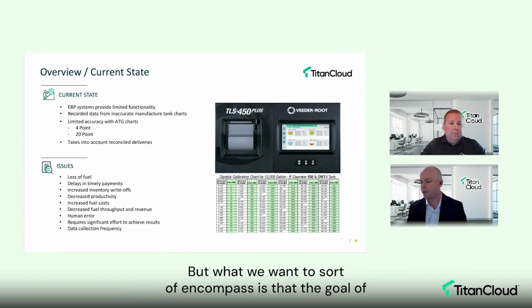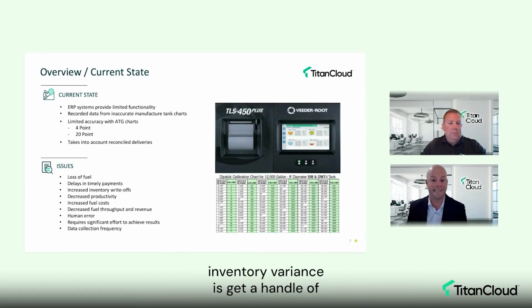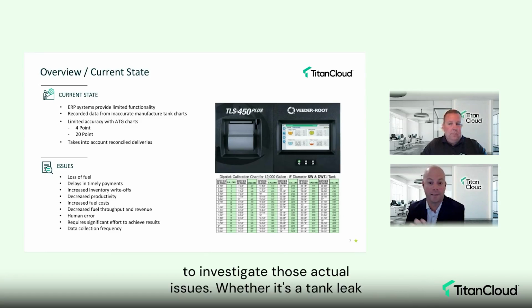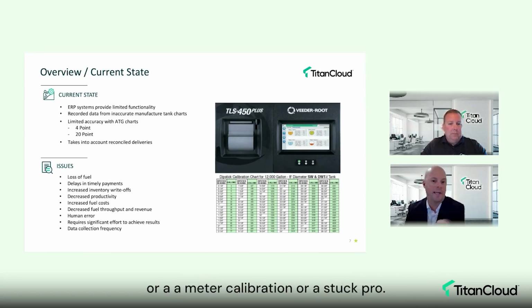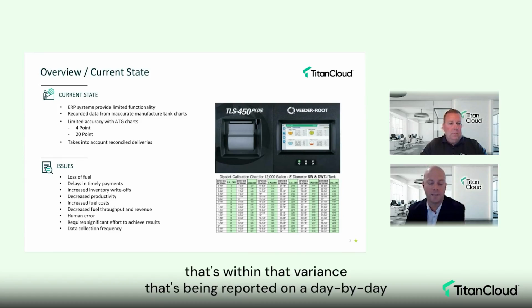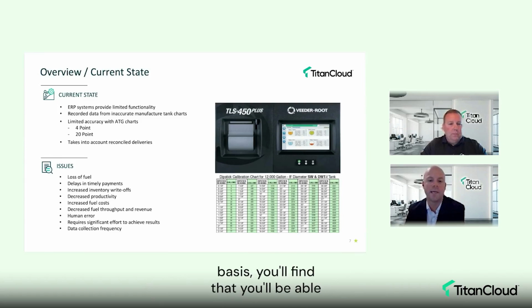But we want to encompass that the goal of inventory variance is to get a handle on what you can control, and then direct your operational teams to investigate those actual issues, whether it's a tank leak, a meter calibration, or a stuck probe. If we can tidy up the noise within that variance that's been reported on a day-by-day basis, you'll find that you'll have a lot more efficient workflows into fixing ongoing problems.